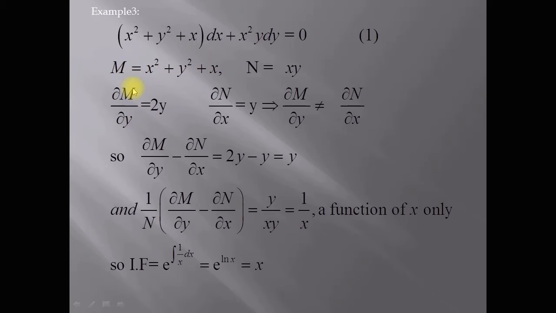So the partial derivative of M with respect to y is 2y, and the partial derivative of N with respect to x, now the derivative of x is 1, so this is y. The result of partial M by partial y is 2y, and the result of partial N by partial x is only y. So these two results are not equal, so it is clear that the given differential equation is non-exact.